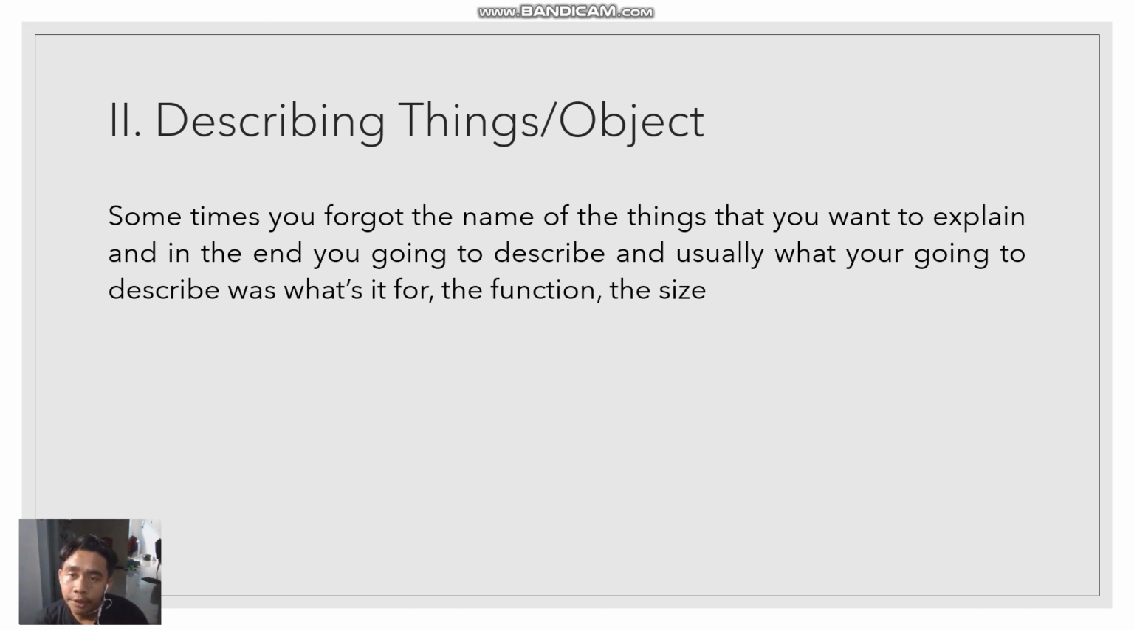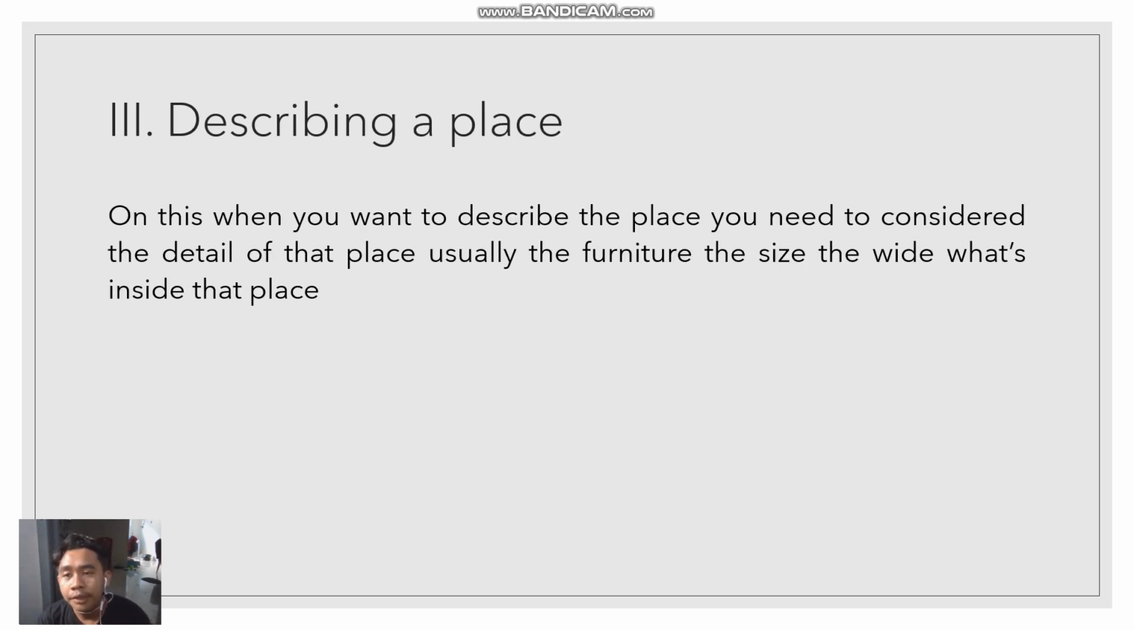Number two, describing the object. Sometimes you forget the name of the thing that you want to explain, and in the end you have to describe it. Usually what you describe is the function and the size. Number three, describing a place. When you want to describe a place, you need to consider the details of that place, usually the furniture, the size, and what's inside the place.